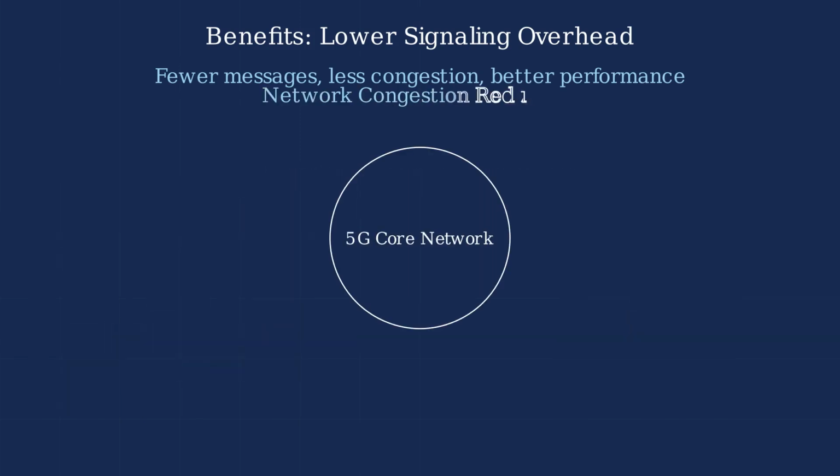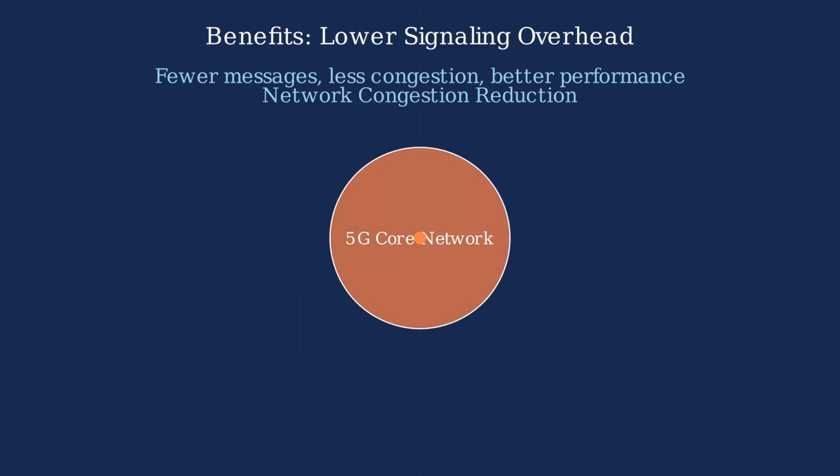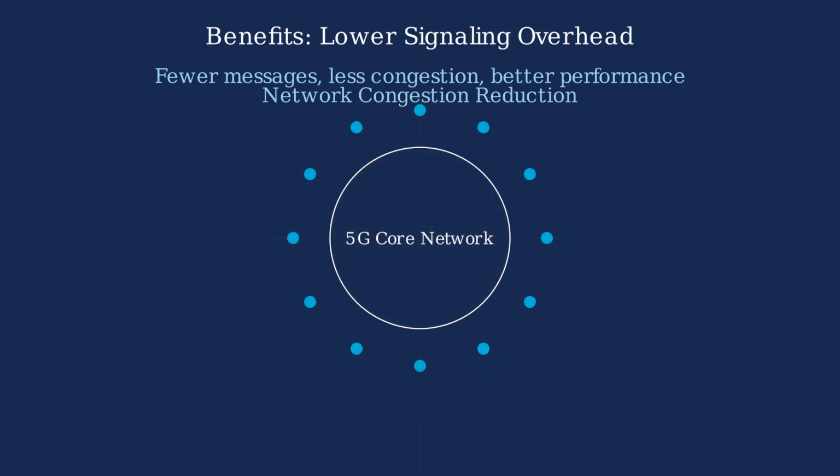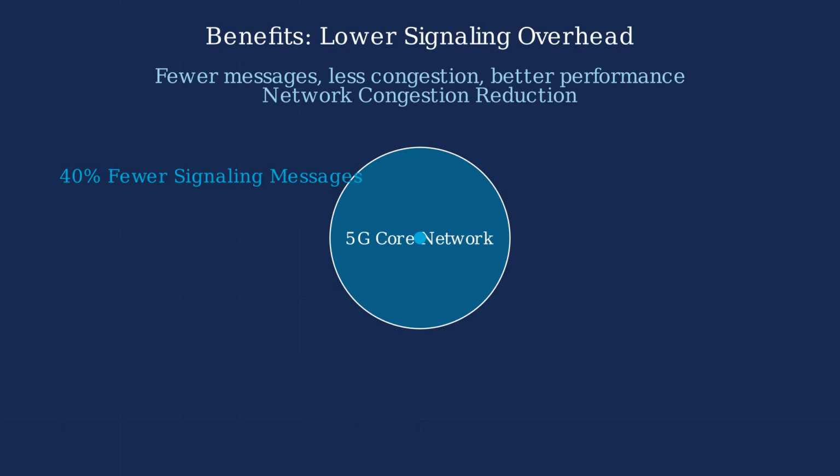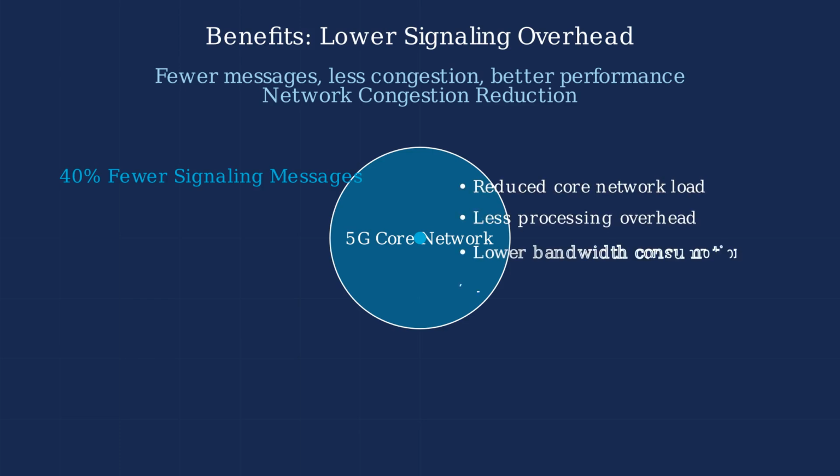Network congestion is a significant concern in mobile networks, especially during high traffic periods. Traditional handovers with UPF reallocation generate a high volume of signaling messages, contributing to network congestion. By eliminating UPF reallocation, we can reduce signaling by approximately 40%, significantly decreasing network congestion. This reduction in signaling provides several key benefits: reduced core network load, less processing overhead, lower bandwidth consumption, and decreased probability of congestion.